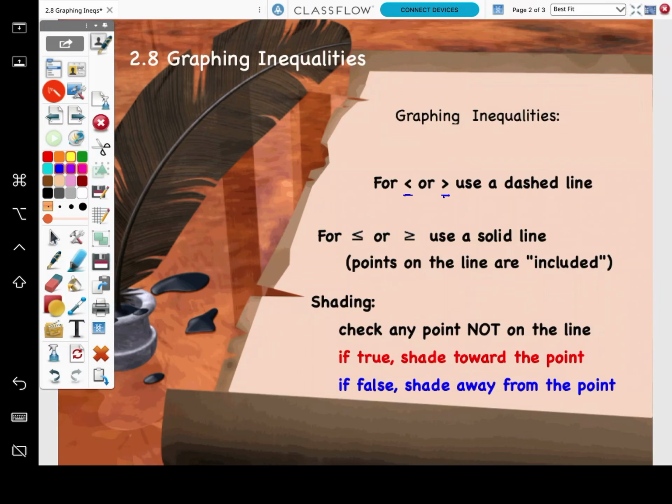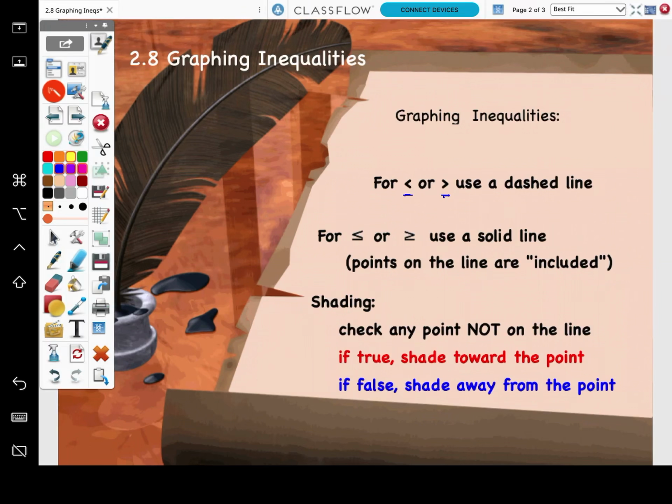So a couple things that we need to keep in mind. For a less than or a greater than, we're going to use a dashed line, okay, dashed or dotted. And then for the less than or equal to or greater than or equal to, that gets to be a solid line like we were just using. So you do have to keep in mind whether you have a solid line or dashed line.